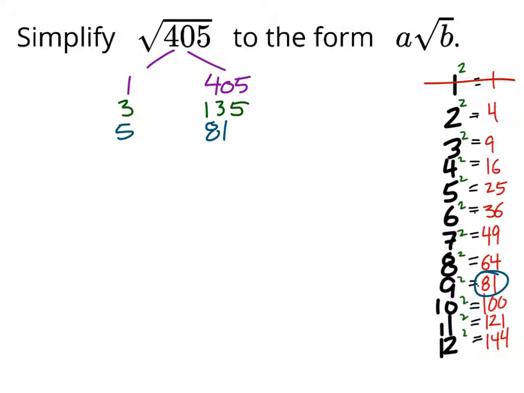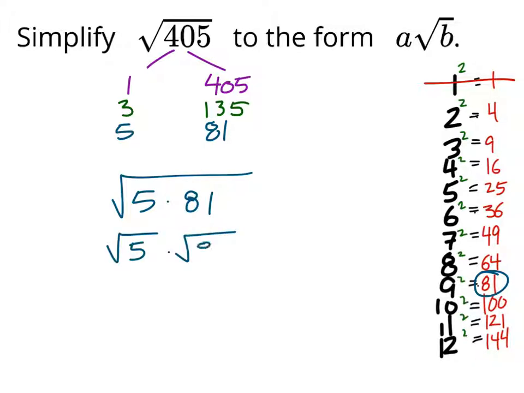So I'm going to take the square root, we'll show this a little different, of 5 times 81, which is 405. Then I'm going to split this up, square root of 5 times the square root of 81. And then the square root of 81 is 9. So I've got the square root of 5 times 9.